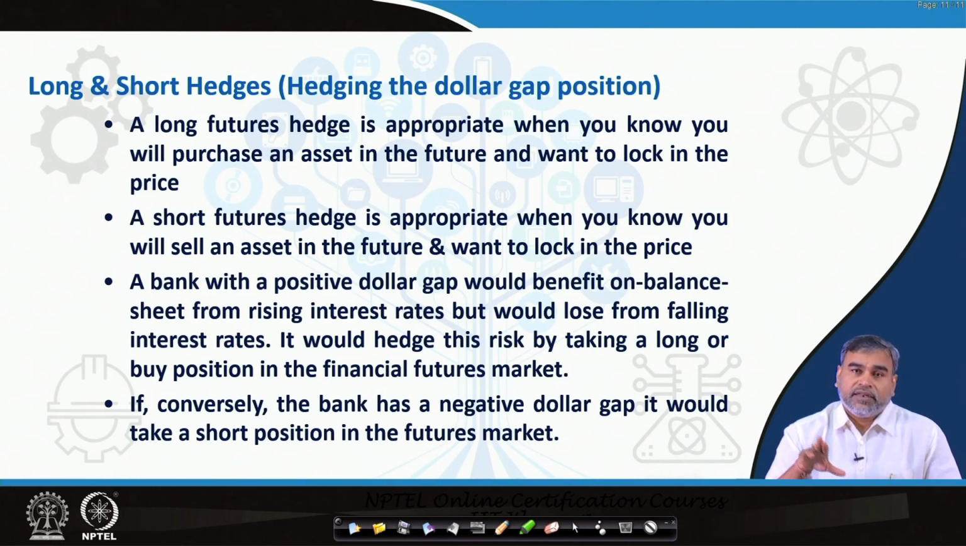Already we have discussed that there are two types of hedging process. One is long, another one is short. Whenever you define the long hedge and short hedge, what does it exactly mean? A long futures hedge is appropriate when you know you will purchase an asset in the future and want to lock in the price. What is a long hedge? You want to buy something in the future, let us say any kind of commodity or asset, and you are expecting that the market price will be much higher whenever you plan to buy that particular asset.